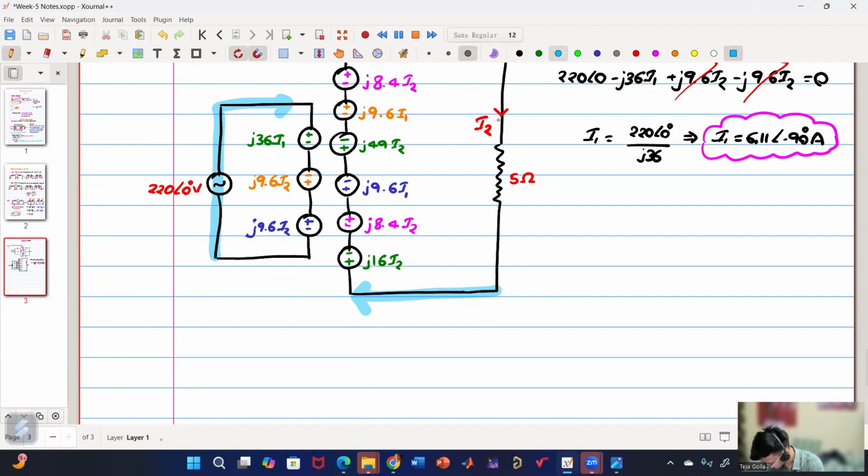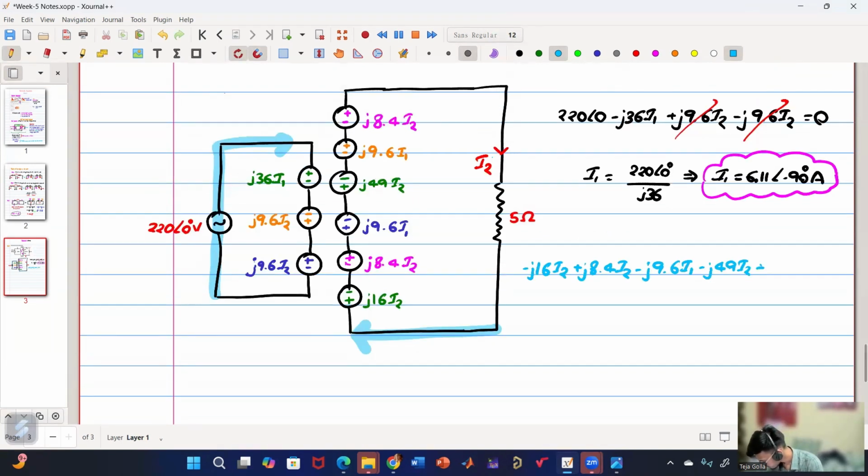Okay, so I'll write in a different color. Minus J16 I2, plus J8.4 I2, minus J9.6 I1, minus J49 I2, plus J9.6 I1, plus J8.4 I2, minus 5 I2 equal to 0. Sorry, it is minus 5 I2, because this is minus. Yeah, very good.